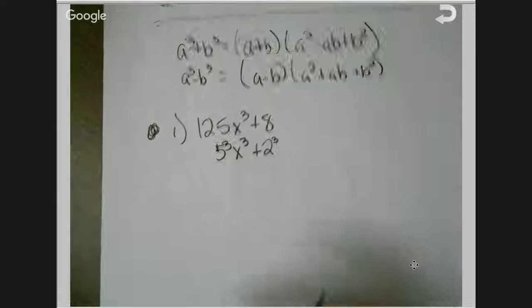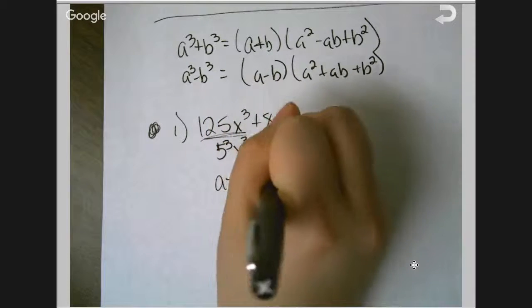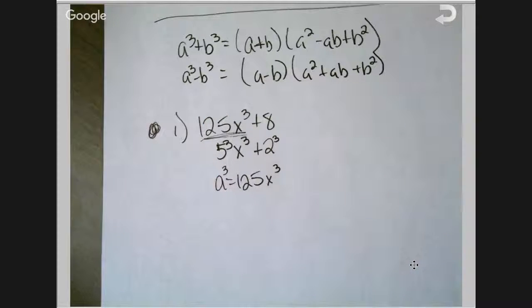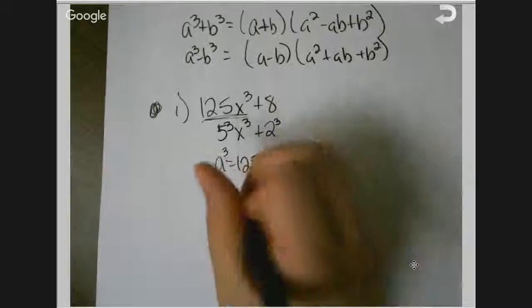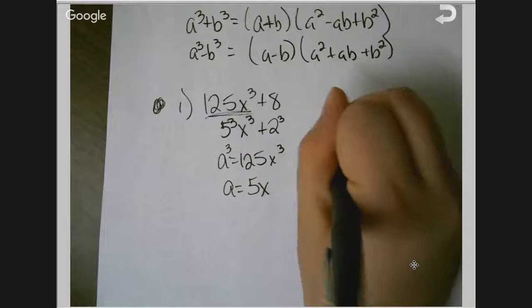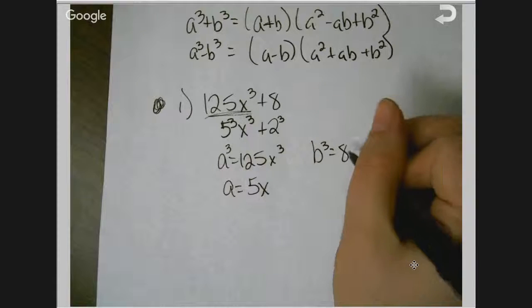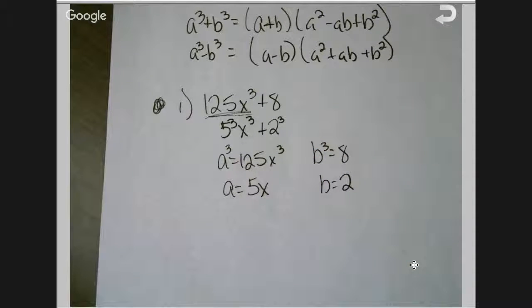Okay. So the idea is that if a cubed equals 125x cubed, what is a? Well, we already said that 5 and x are the things that are cubed, so it's just 5x. b cubed equals 8. Well, what to the power of 3 is equal to 8? That's 2, as we just said. I figure you know 8 and you know a couple of other basic ones. You may even know 125.